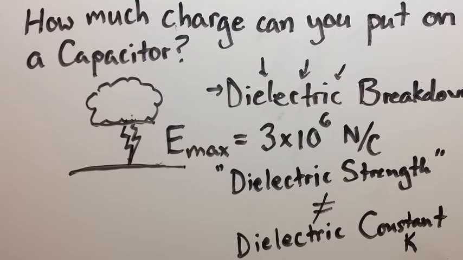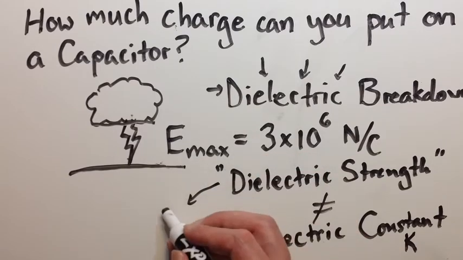Something can have a large dielectric constant without having a large dielectric strength, right? So they're unrelated quantities. Dielectric strength, on the other hand, is, since it's E max, the maximum electric field, it is E.